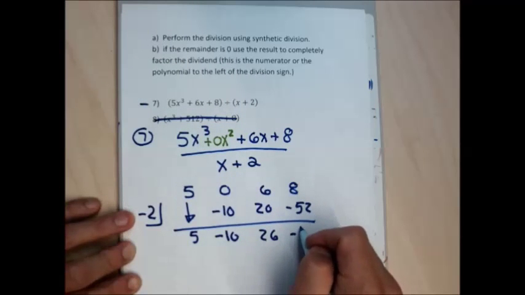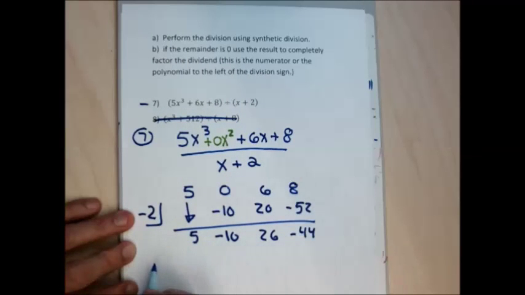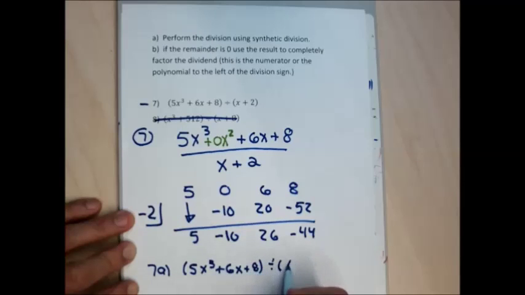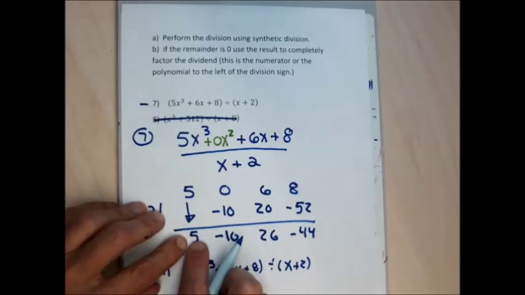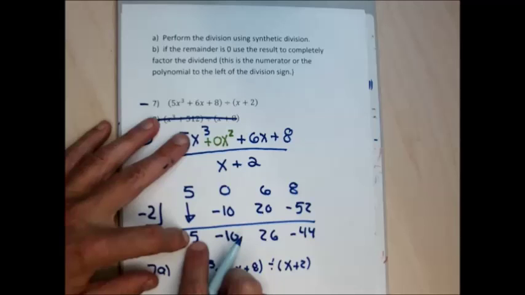The remainder is not 0, which is okay. The answer to part 7a, this division, 5x cubed plus 6x plus 8 divided by x plus 2 equals... I'm going to start putting x's here. I'm going to do 1 power less than the original.